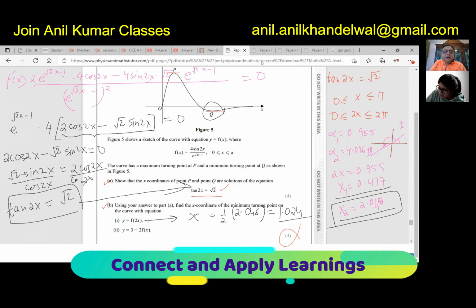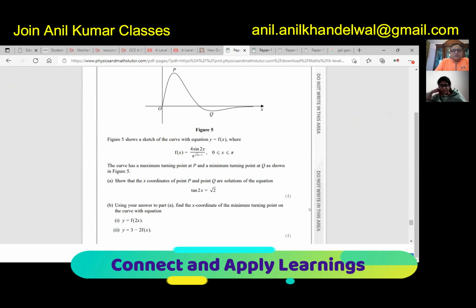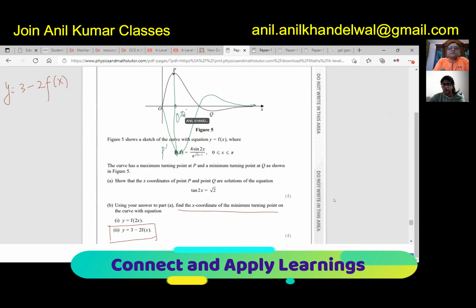Similarly, for the second one, y equals 3 minus 2 times f of x. So when you reflect, there is a reflection of this curve. This point, which was the maximum, now becomes the minimum because it comes here, right? So that becomes the point P dash, and therefore this value of x is what we have to look for, which is 0.0478. Is that clear to you? That was only for the graph of the second one, flipping it. In the first one, there's no flipping, and therefore we are looking at point Q, and that was half of that because of the horizontal transformation.